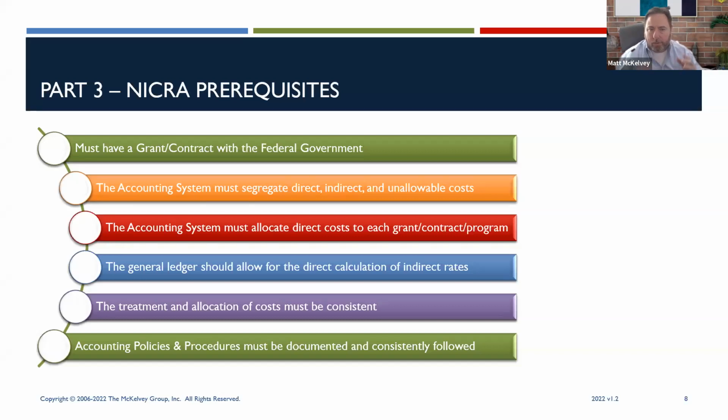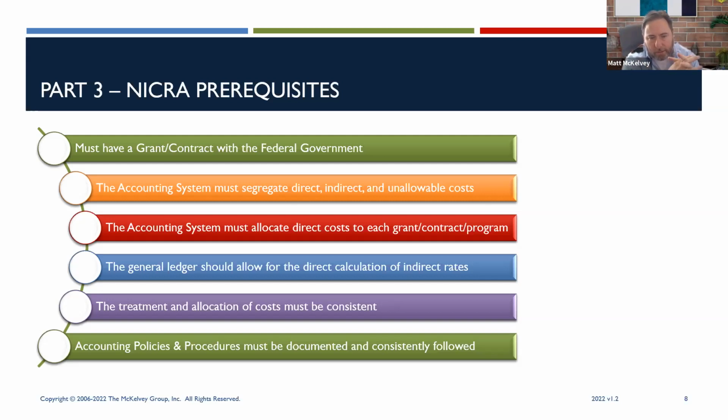You're also required to be able to allocate your direct costs to each grant, contract or program. This is usually less of an issue for commercial organizations because you probably do this anyway in order to support the requirements of a grant or to at least know where your costs are going. But when you do go with federal work, you are required to be able to allocate your direct costs to each grant, contract or program. I sort of already touched on the blue box here. The general ledger should allow for the direct calculation of indirect rates. If your accounting system segregates direct, indirect, and unallowable costs, you can directly calculate them. So that becomes a combination of the two.